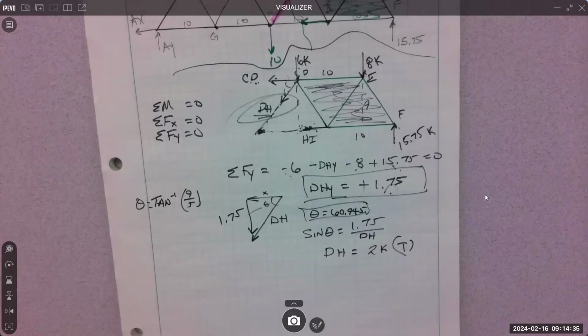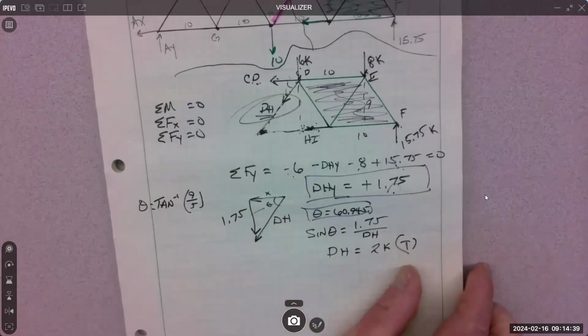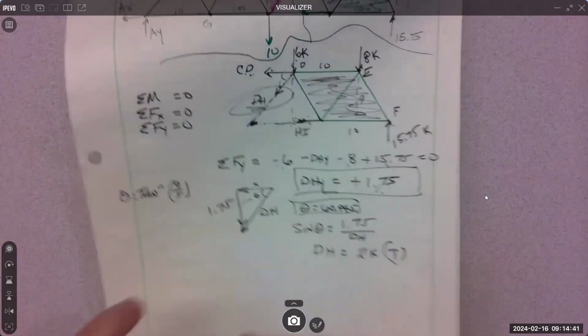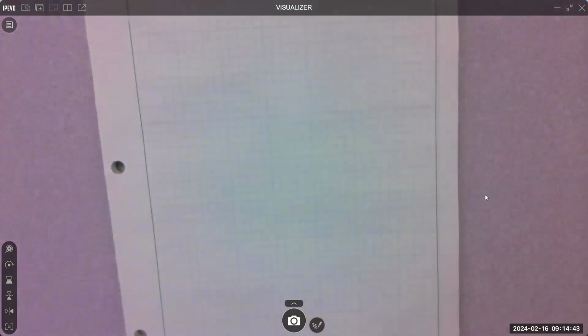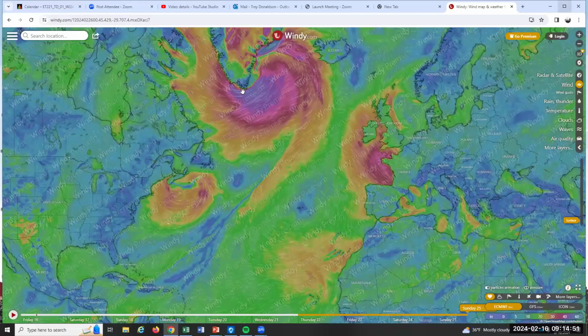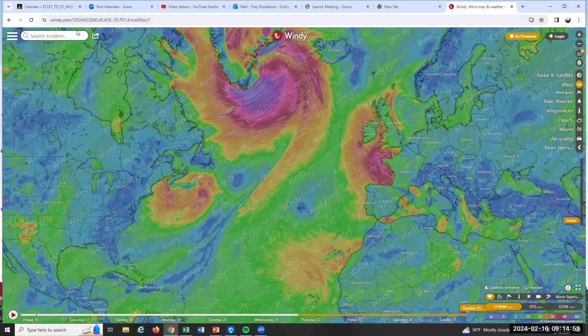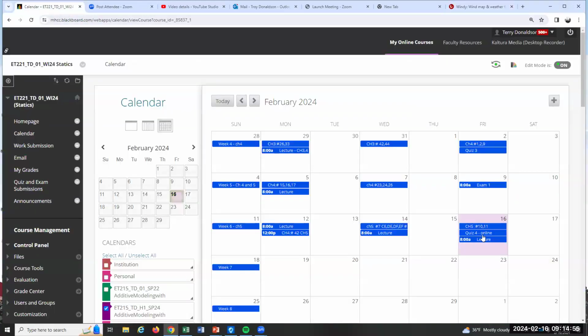Okay. Good times. All right, let's look at the homework that you're going to do. We can look at the storms, but we'll do that later. 10 and 11, chapter 5. Both of those are method of sections.